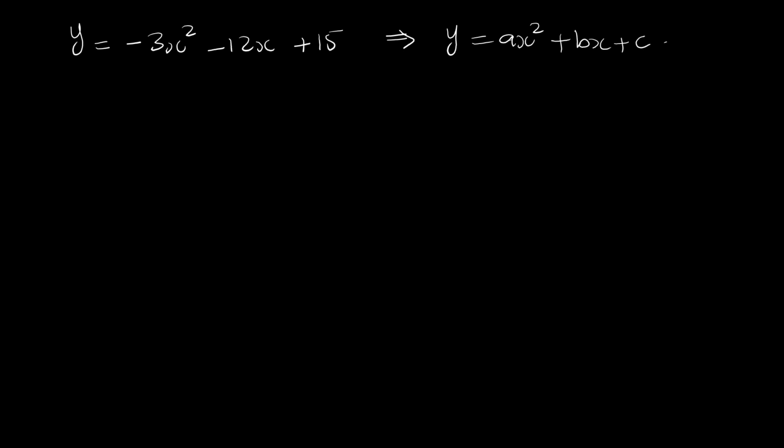What is the value of a? The value of a is minus 3, the value of b is minus 12, and the value of c is 15. Let's try to find the coordinates of D. Let's say D is the turning point.